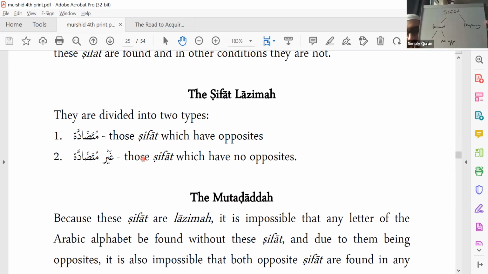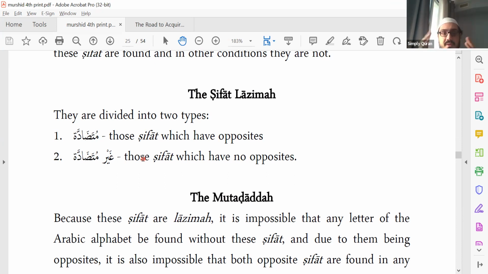I don't know if you can see it here, but I'm not the best at writing. You have Sifat, you have here permanent, temporary, and permanent breaks down into opposites and no opposites. The reason why I did this is if you're learning any science, you can simplify it. You can take a very heavy, difficult topic, and try to break it down, diagram it, and it's going to help you, inshallah. So I would advise everyone to do that.